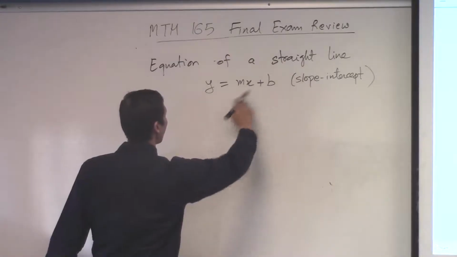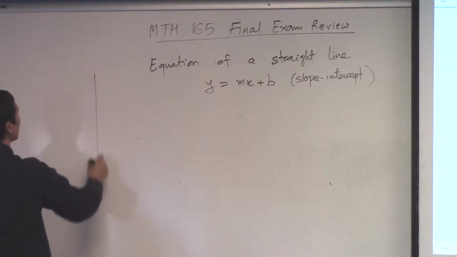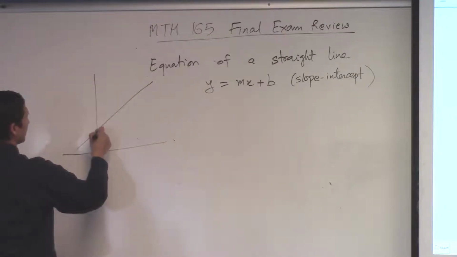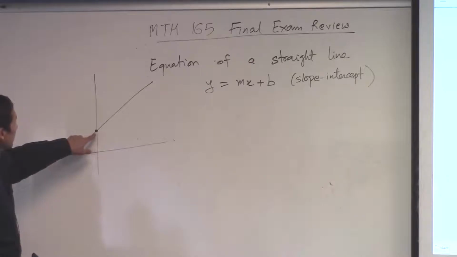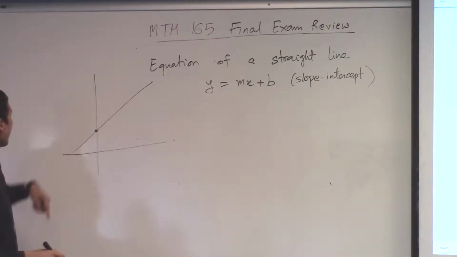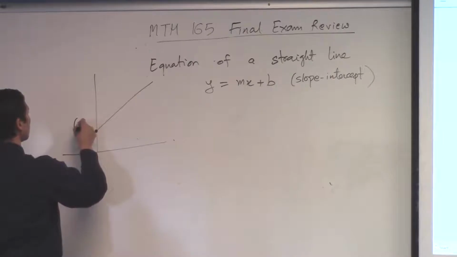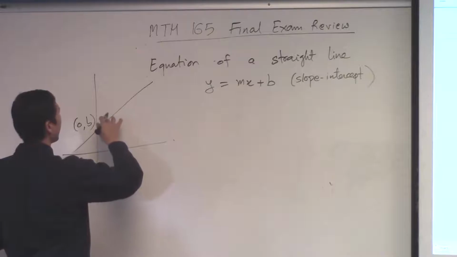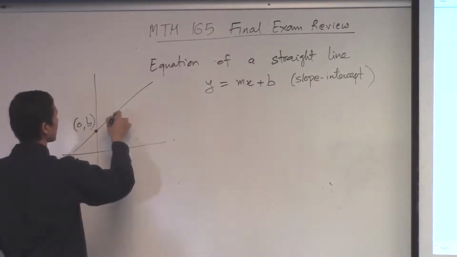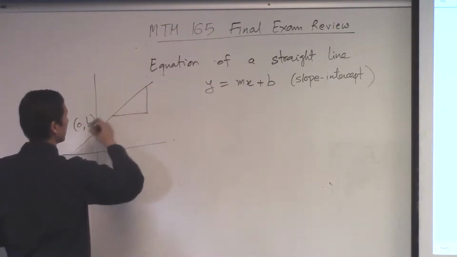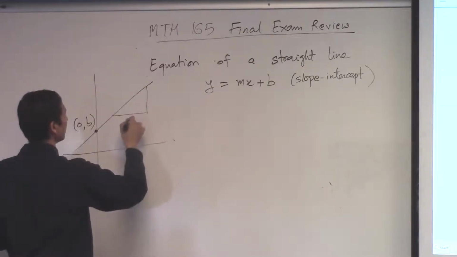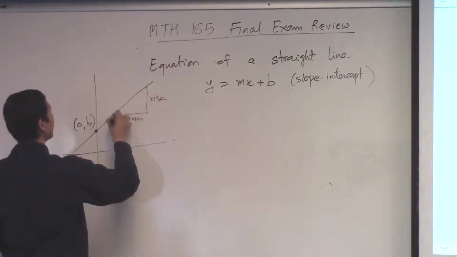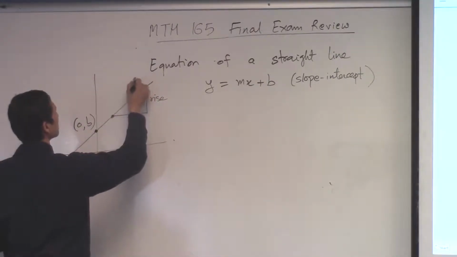In the slope-intercept form, how do you find these m and b values? For example, if this is a straight line, the point where the line meets the y-axis is called the y-intercept, and the measure of how slanted the line is is given by the ratio of rise over run between any 2 points. It doesn't matter what 2 points you choose.